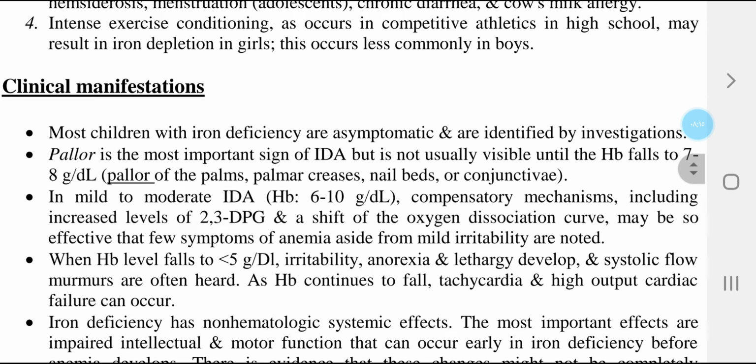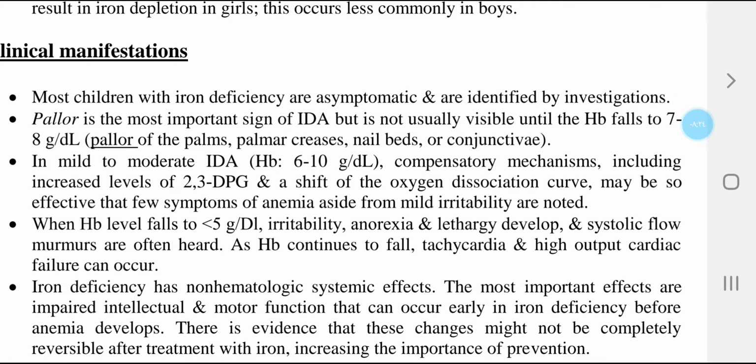Clinical presentation of iron deficiency anemia. Most children with iron deficiency anemia are asymptomatic and are identified by investigations. Pallor is the most important sign of iron deficiency anemia, but is not usually visible until the hemoglobin falls to 7 to 8 gram per deciliter. Pallor of the palms, palmar creases, nail beds, or conjunctiva.